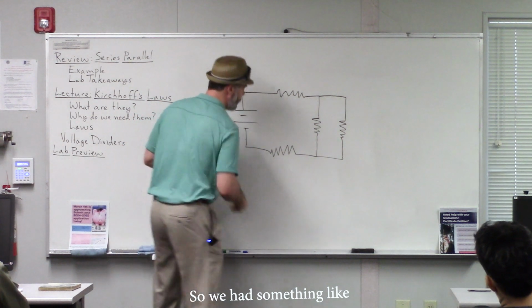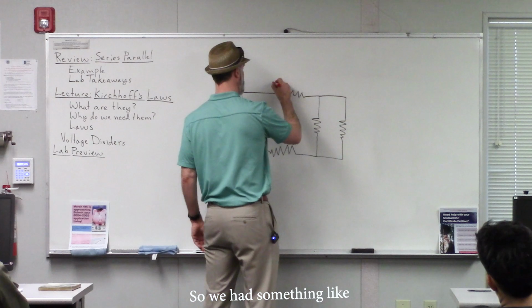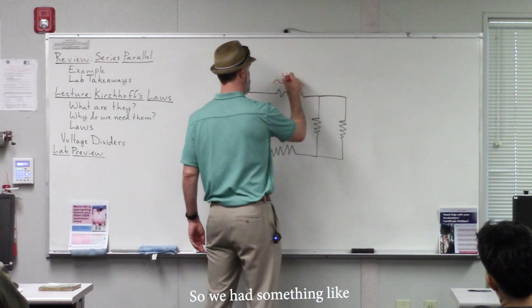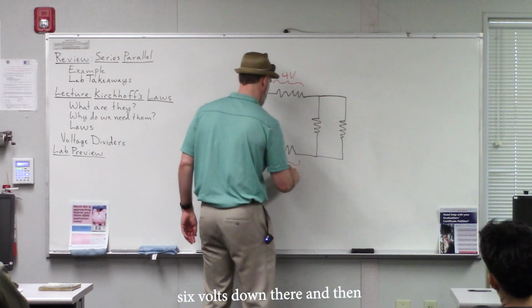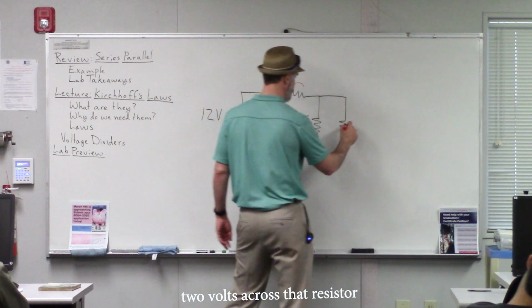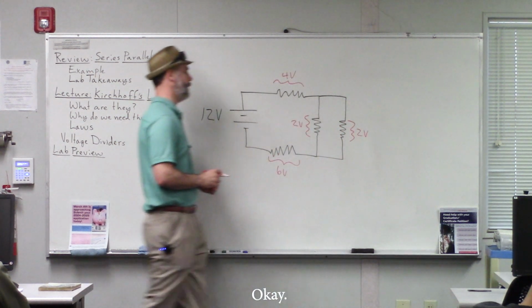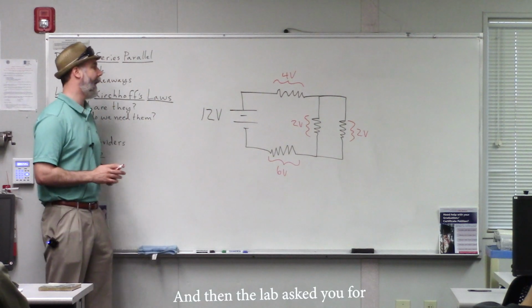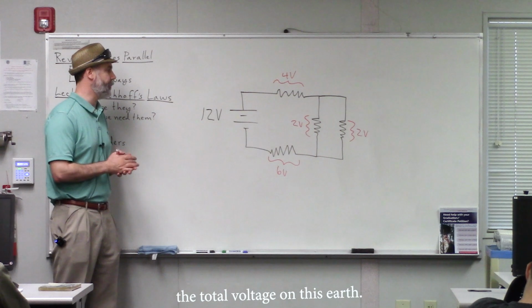Okay, and the lab asked you to measure the voltages across these resistors. So we had something like 4 volts up here and 6 volts down there, and then 2 volts across that resistor, and then 2 volts across that resistor. Okay? And then the lab asked you for the total voltage on this circuit.